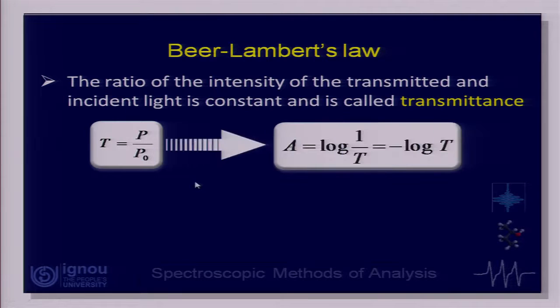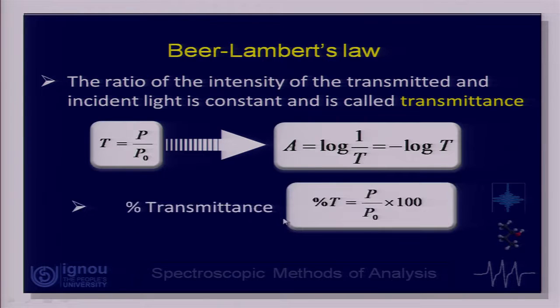And if I just try to rearrange a little, we find that A, the absorbance that we talked about a little while earlier, is equal to log of 1 by T, because there we had the reverse of that. So, this comes out to be minus log T. That means A is equal to minus log T, which is again an important relationship that we will be using. And yet another important term is percentage transmittance, which is nothing but transmittance expressed in terms of percentages. So, percentage transmittance will be equal to P by P naught into 100.